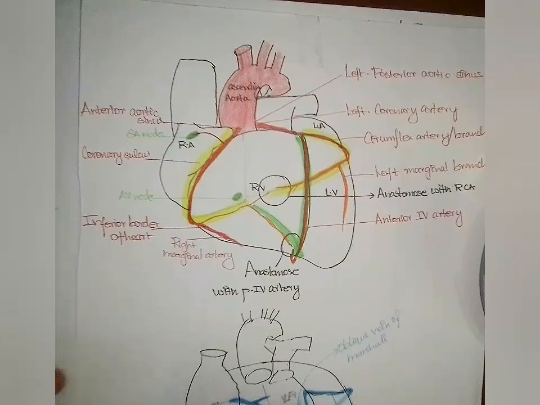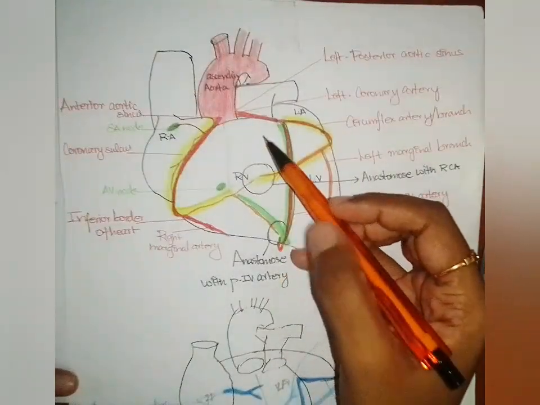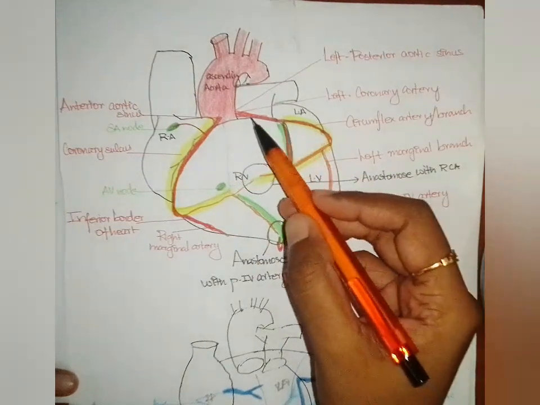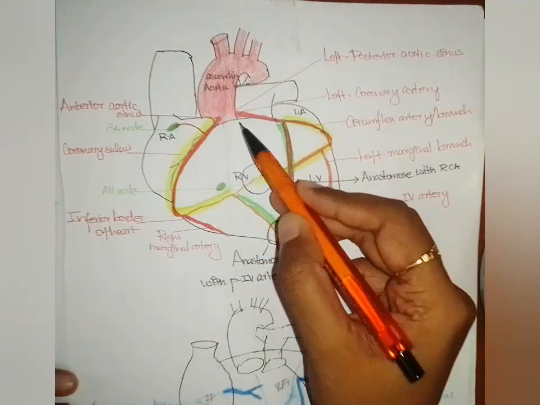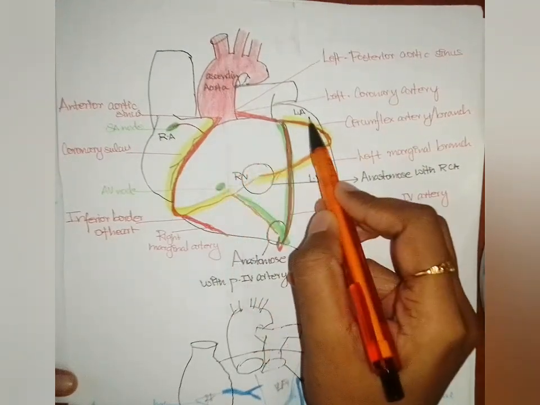Okay, to begin with, the blood supply of the heart. This is a very simple diagram I've drawn for understanding the blood vessel distribution on the heart. The main supply of blood for the heart is from the right and the left coronary arteries. So this is the right coronary artery and the left coronary artery.